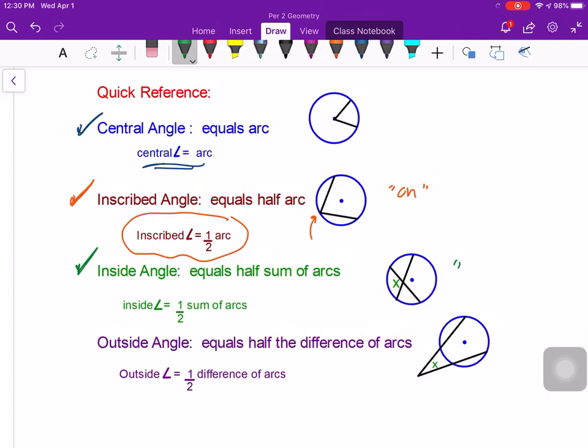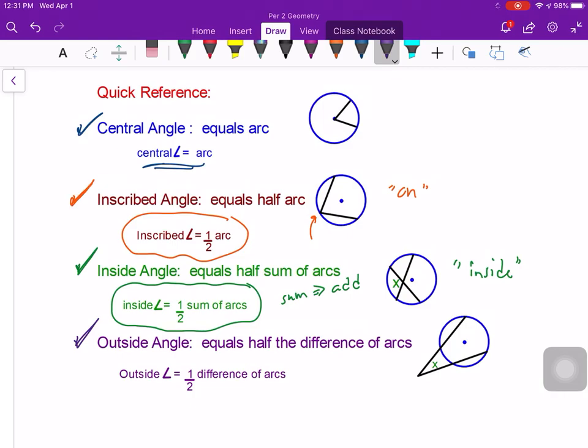And then in the section just prior to this one, where we had two chords that crossed in a circle, that was called an inside angle because the vertex is on the inside, and an inside angle is equal to half the sum of the arcs. And sum means to add the arcs. And then the last type that we're going to talk about today is the outside angles. The outside angles can be formed by a variety of things. Two secants, two tangents, or a secant mixed with a tangent. And when you have that outside angle, then the measure of the angle is equal to half the difference of the arcs. And difference means to subtract.